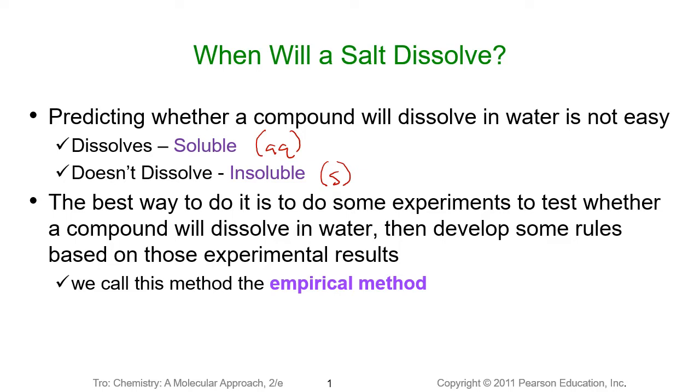Sometimes the best way to determine whether or not a compound will dissolve in water is just to try. Do some experiments, see whether or not it dissolves, and then figure out some rules based on those results. We call this particular way of doing experiments the empirical method. Try it out, see what happens, and figure out the rules once you have your observations. It's my favorite way of doing chemical experiments.